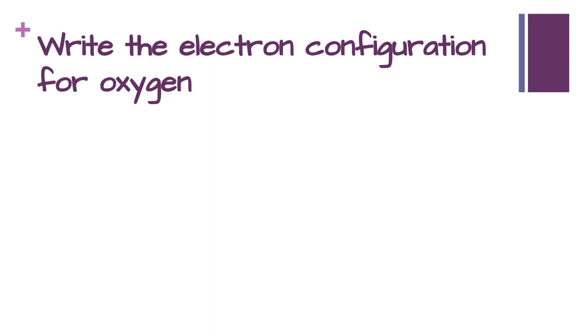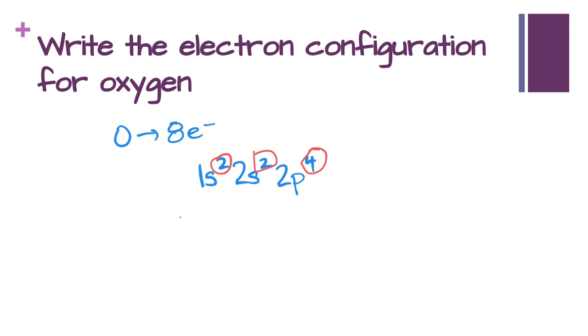So let's take a look at an example. If we were to write the electron configuration for oxygen, oxygen has 8 electrons. So its electron configuration is 1s with 2 electrons, and then 2s with 2 electrons, and then 2p, and there are 4 electrons in 2p. A good way to check this is you can take a look and go, okay, I have 4, 2, and 2. Do they add up to 8? Yes, they do. So it means that my electron configuration is probably right.